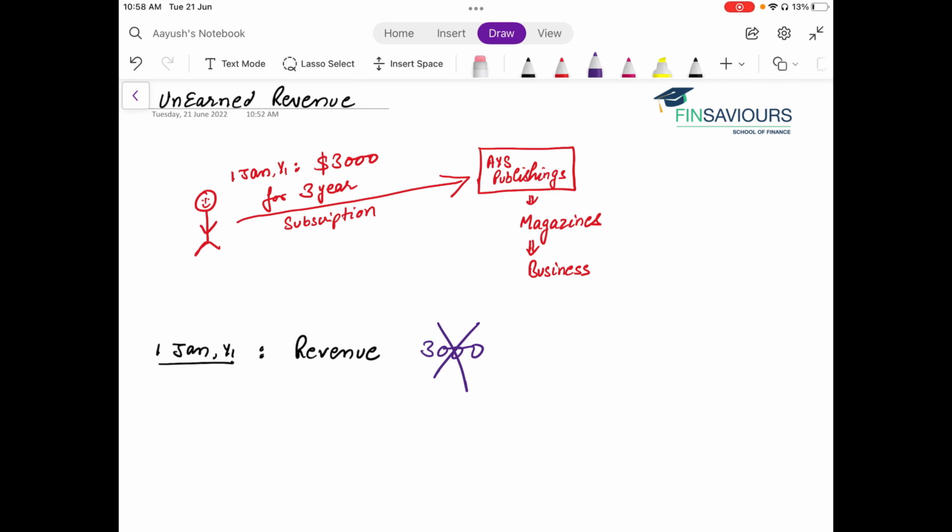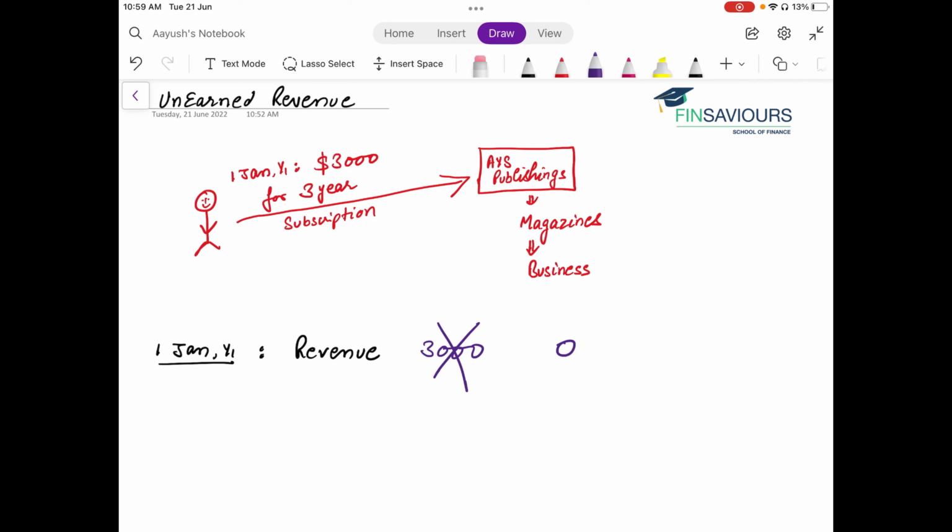So on 1st of January, if you receive $3,000 as an advance, isn't it an advance? It is. Have you done any of your obligations yet? No. Why not? Because what is your part of obligation? You have to give the magazine. Have you given any magazine? No, that means you haven't performed your part yet. How can you book it in the revenue then? So revenue here would be zero. You will not book anything.